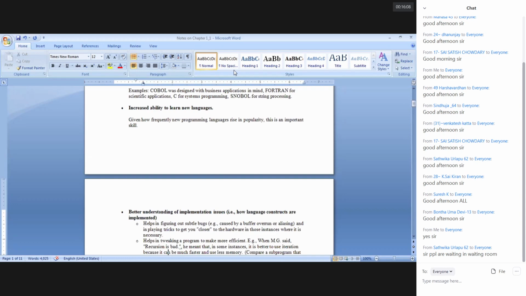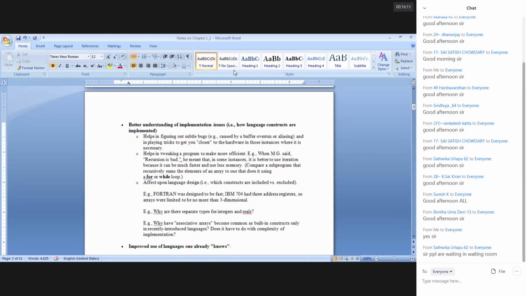Next reason is better understanding of implementation issues. What are the lapses associated with the programming language? What are the issues? You can understand very clearly. While developing an application, if you get a problem, then you can easily handle those problems. You can easily rectify and come out of those issues if you know the features well.